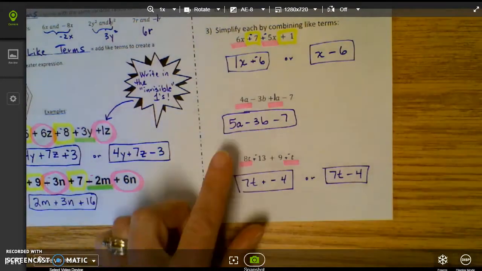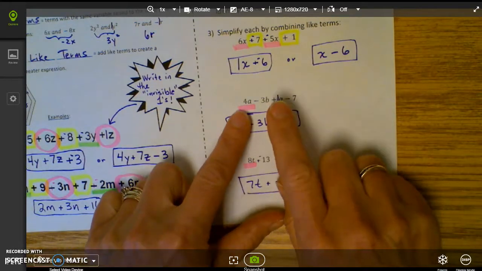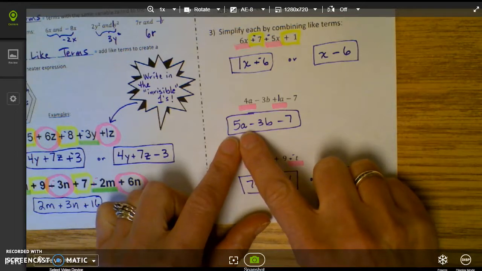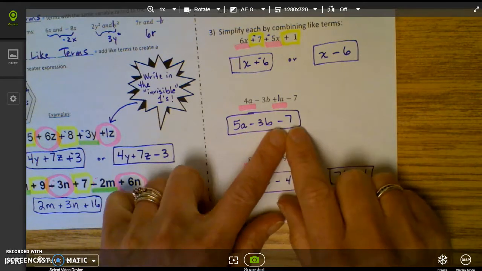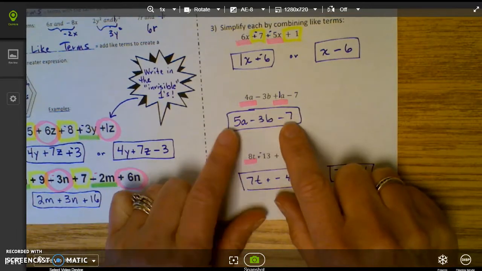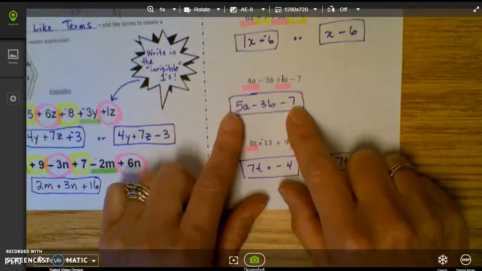And that, in this case, is the only thing you can combine. So remember, your lazy or your invisible 1 can go in, and that's how your 5a is combined. Your negative 3b and your negative 7 do not have any other terms that can go with them, so we do end up with a 3-part answer this time.